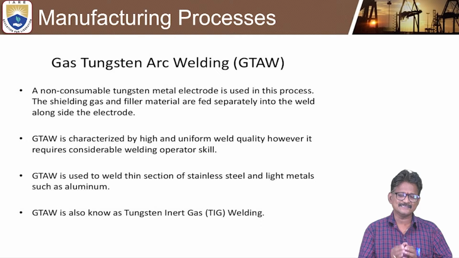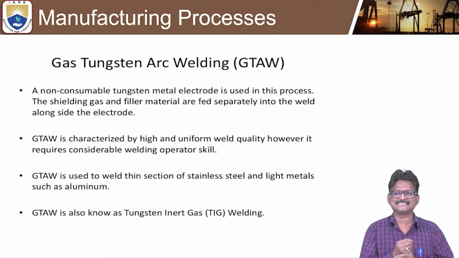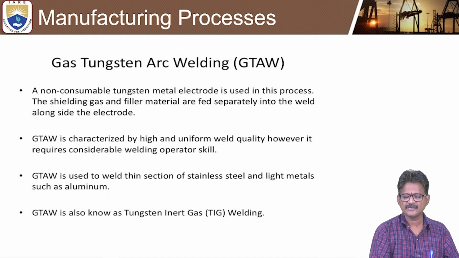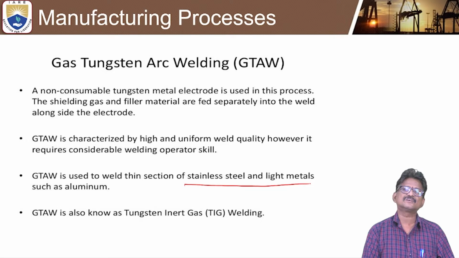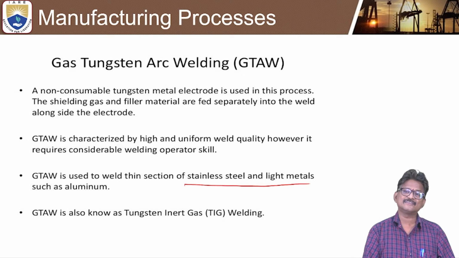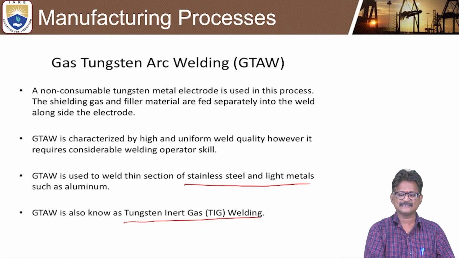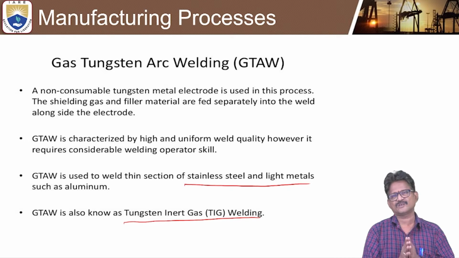And one more thing is that GTAW is most widely used for thin sections of stainless steel and light metals. This is another important point. For stainless steel and light metals, you can perform this gas tungsten arc welding process. This we can also call, as I told, tungsten inert gas welding. So it is one of the most important welding processes.